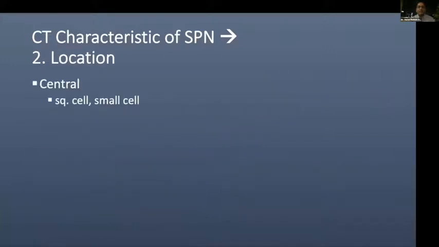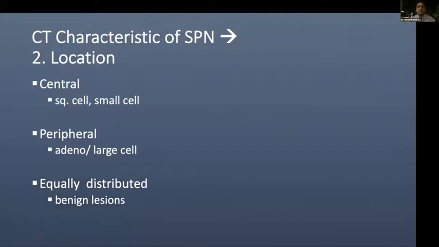The second thing we need to look at is location. If you're thinking of a cancer, central lesions are generally either squamous cell or small cell. A peripheral lesion generally will indicate maybe adeno or a large cell. And equally distributed lesions can be either benign or even metastatic disease.